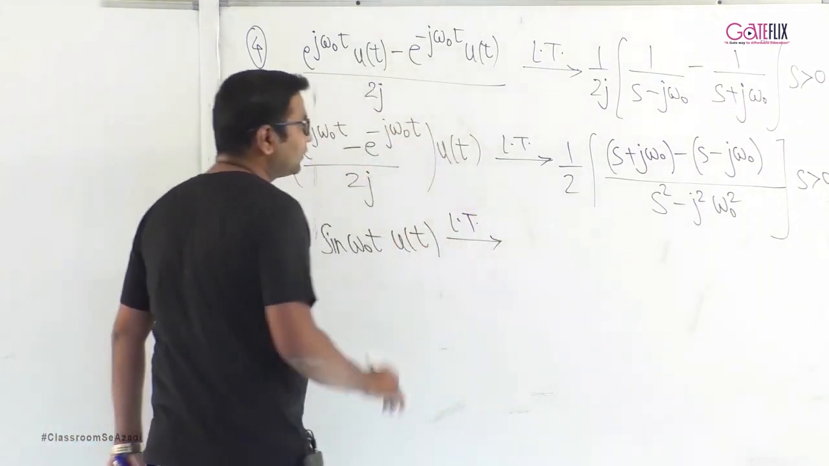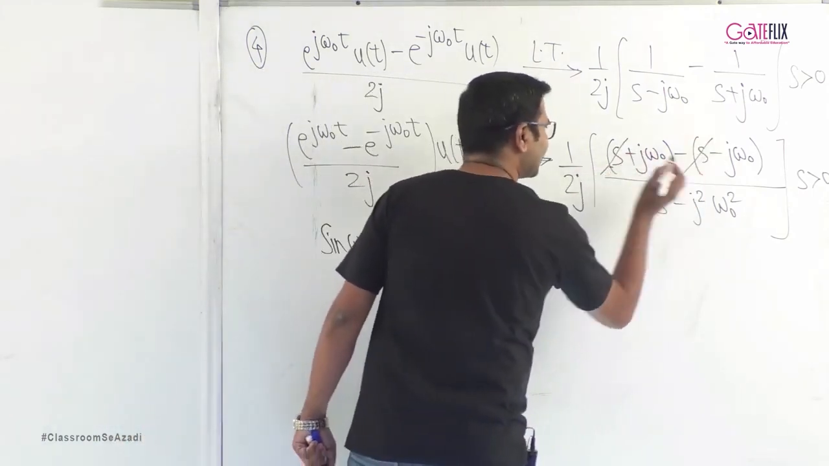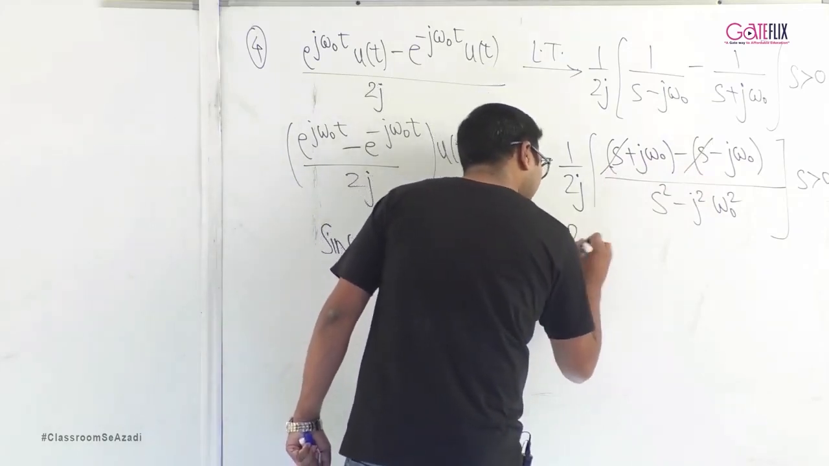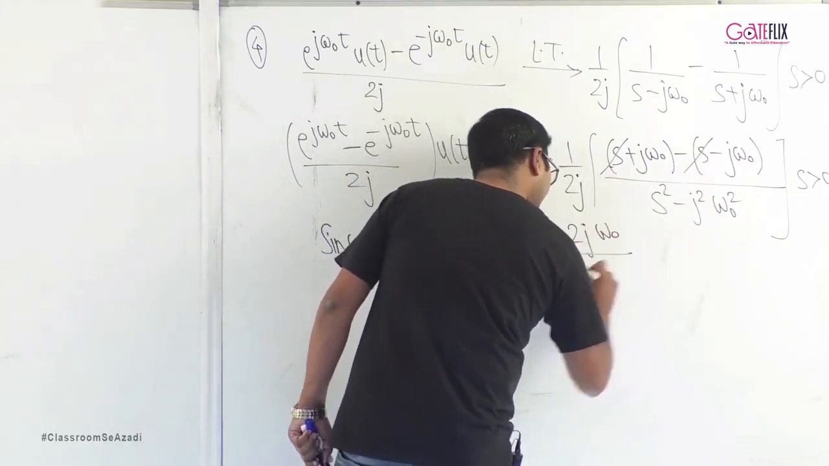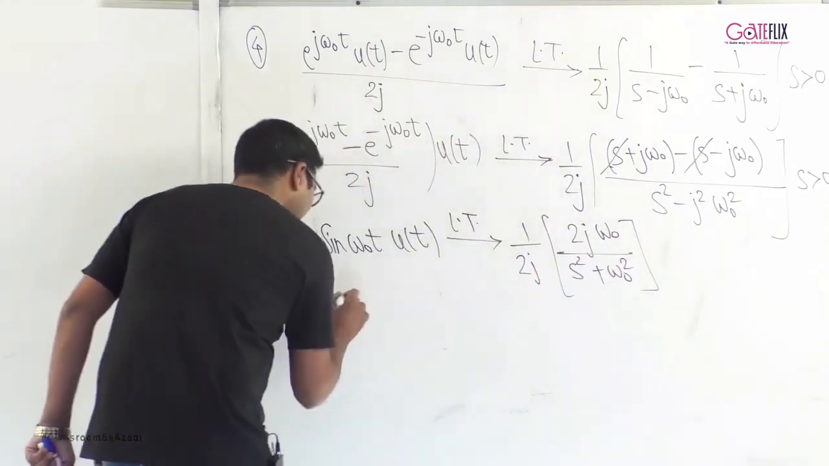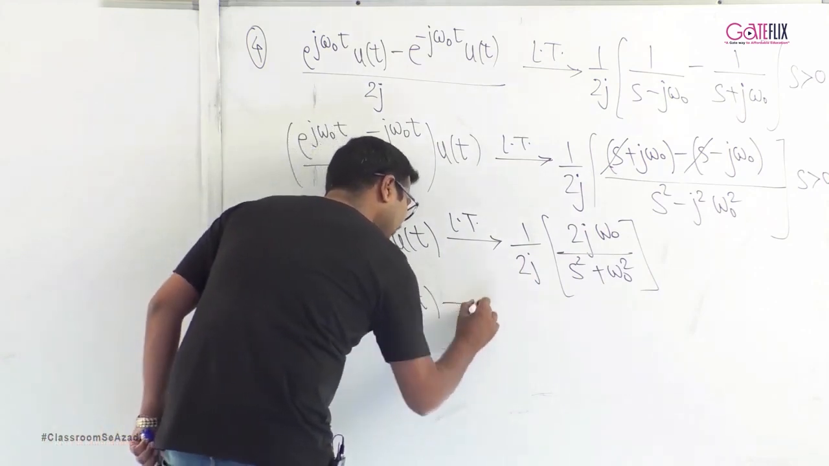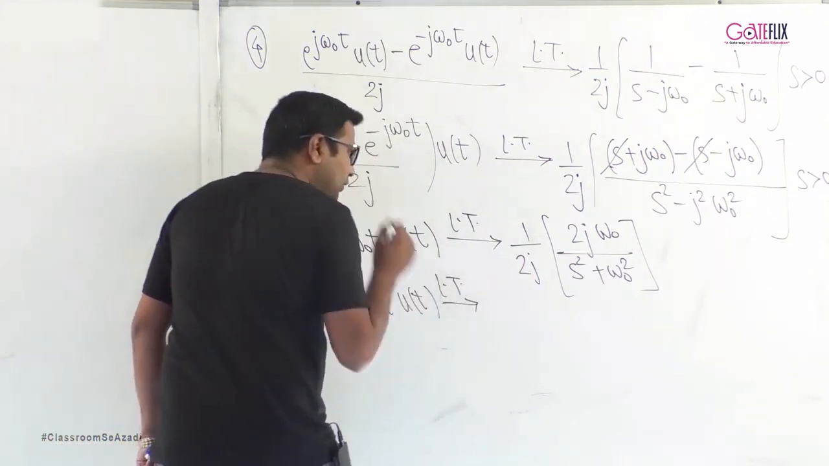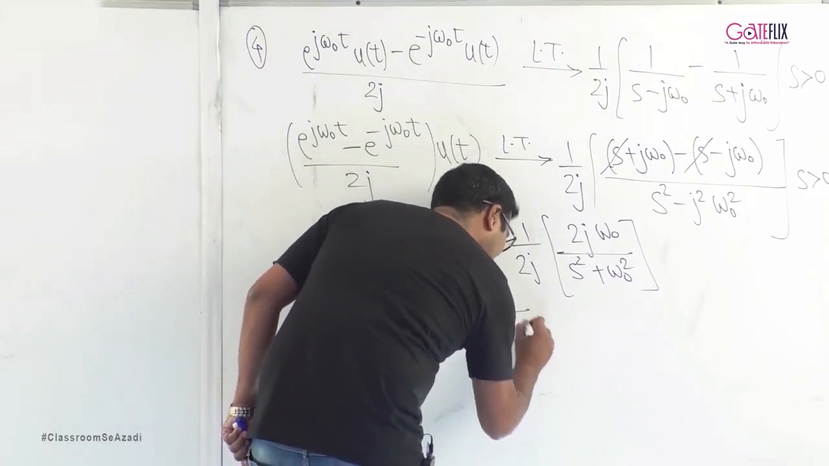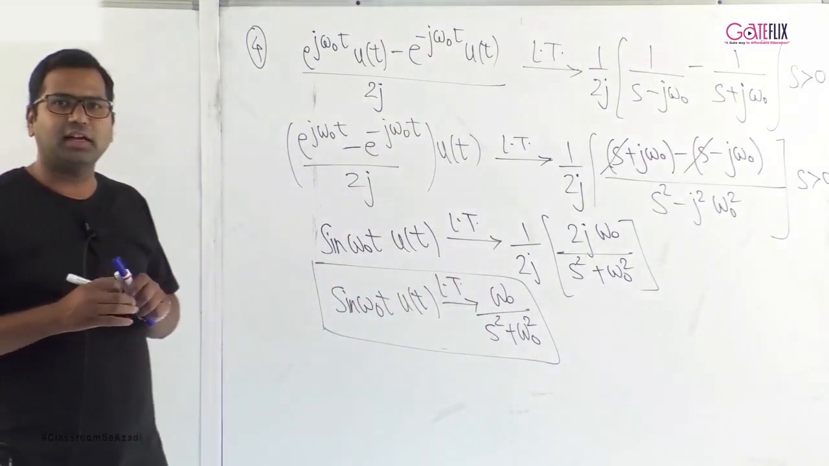Therefore, the Laplace transform will come out to be, I think s will get cancelled, so we have 1 by 2j. The numerator will come out to be 2j omega naught divided by s square plus omega naught square. So 2j will cancel. So the sin omega naught t u of t Laplace transform comes out to be omega naught upon s square plus omega naught square. This is the Laplace transform of sin omega naught t.